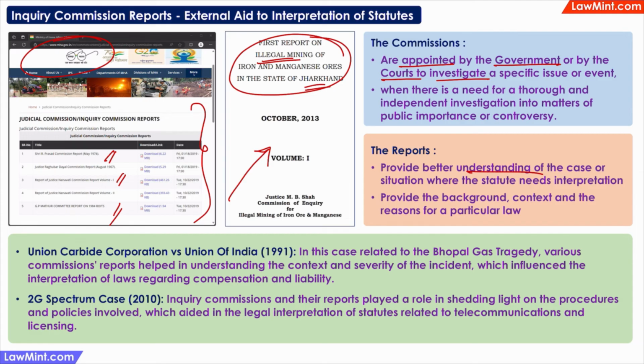For example, when the Bhopal gas leak happened, it was one of the world's largest industrial accidents, and probably none of the laws that existed at that time were designed to deal with such a situation. So, in the cases involving Union Carbide, the Inquiry Commission reports provided a better understanding of what actually happened and how people were affected in the short term and in the long term. That way, the Inquiry Commission reports helped the courts in interpreting the law to deal with this unprecedented situation.